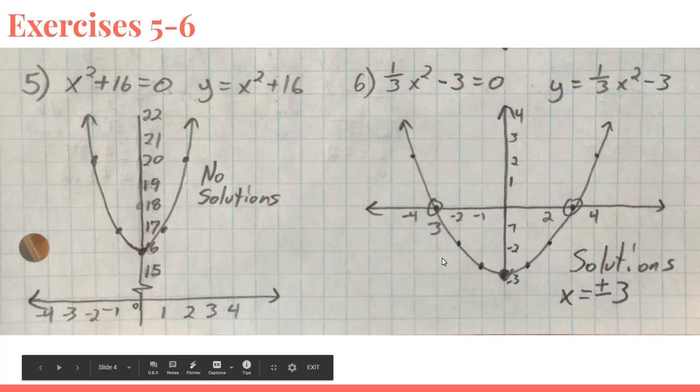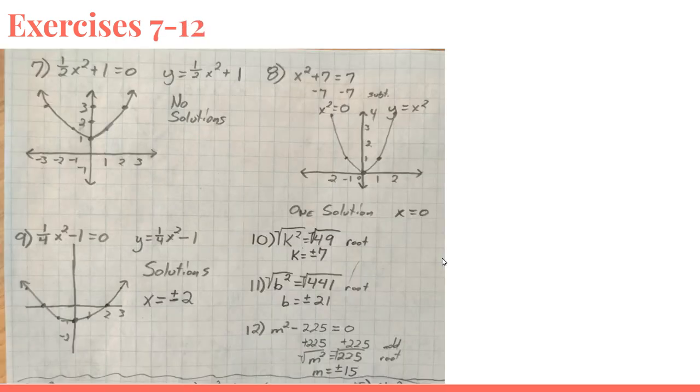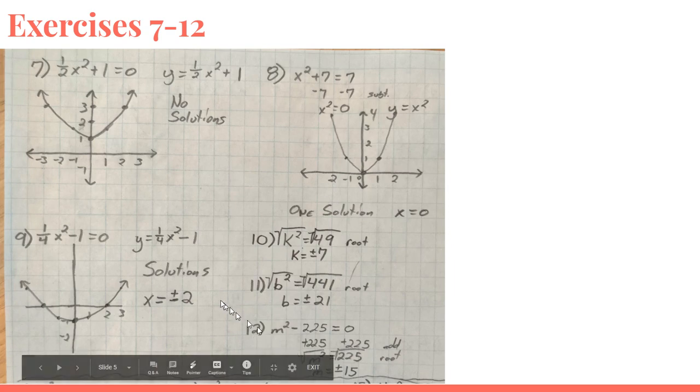Solutions for number 6, positive and -3. Solutions for number 7, no solutions. Number 8, one single solution. It's the parent function, so we know the only solution is x equals 0. Number 9, we have two solutions, positive and -2. All right, so now we're done with graphing.